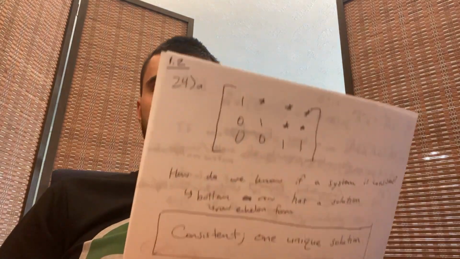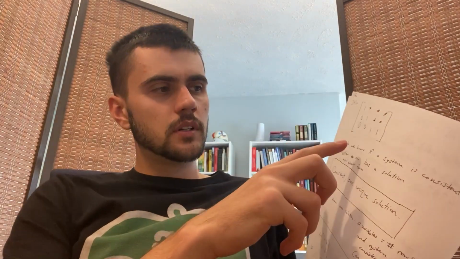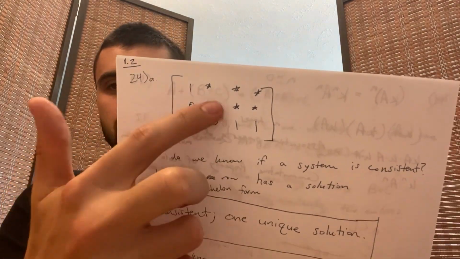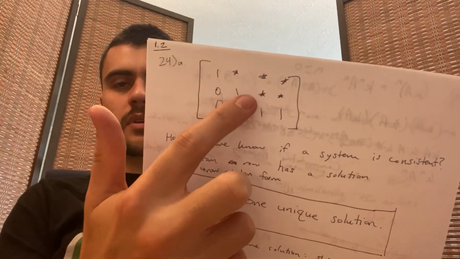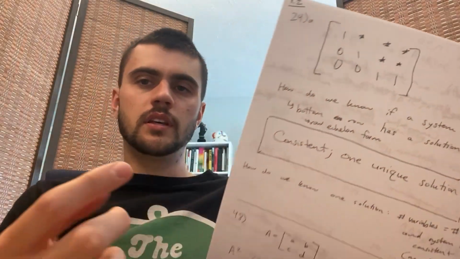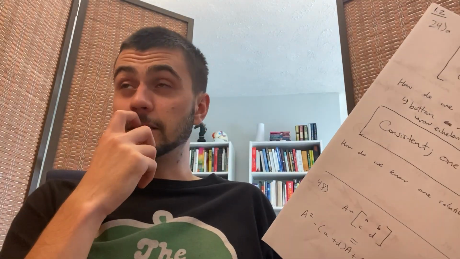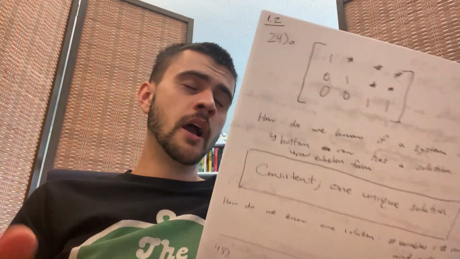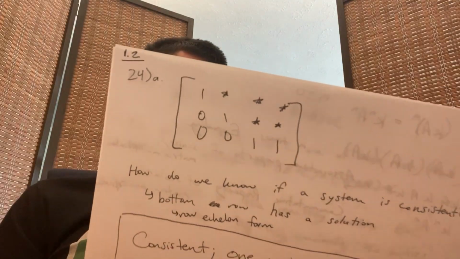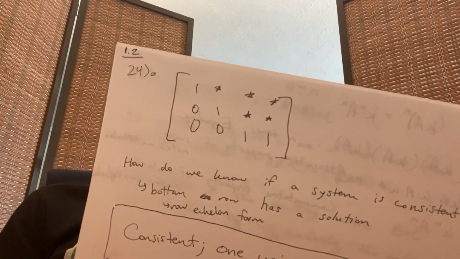We went back and did one of these problems from 1.2. Basically it gave me this matrix with stars that can be any real number, and it says, is this matrix consistent, inconsistent, and if it's consistent, does it have one solution or infinitely many solutions?